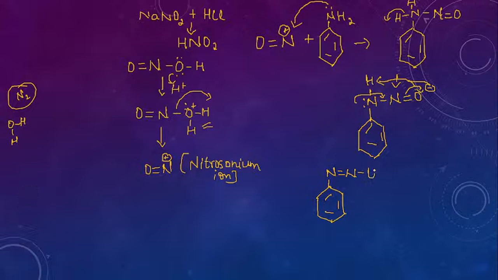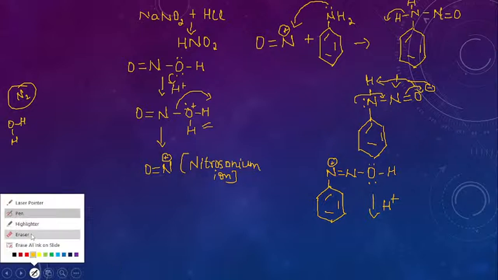So N double bond N OH. Is that clear? Since a lone pair is gone, this will get a positive charge. Now, what this oxygen with the lone pair of electrons will do is accept one more proton, or H plus ion. So when it accepts one more proton or H plus ion, what happens?